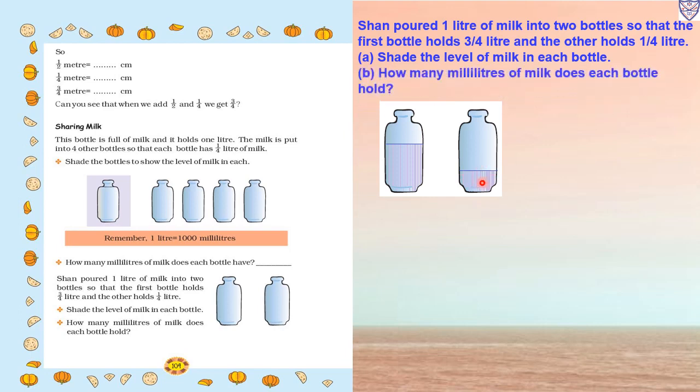Now next question. How many milliliters of milk does each bottle hold? Now we have to find out in milliliters how much they are holding in each bottle. So we know 1 liter equals 1000 milliliters.